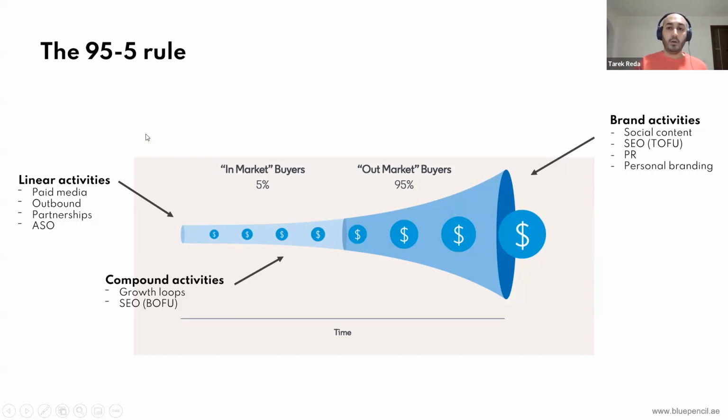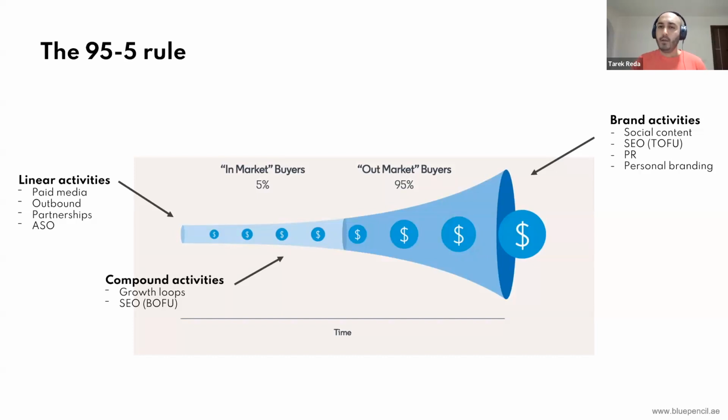Now, a lot of companies go after the 5% of in-market buyers, and they ignore the bigger chunk of their out-market buyer users. You absolutely want to balance your acquisition activities between both. You want a balance of brand activities, compound activities, and linear, and not only go after in-market, because, like I said, the vast majority of users are out-market.